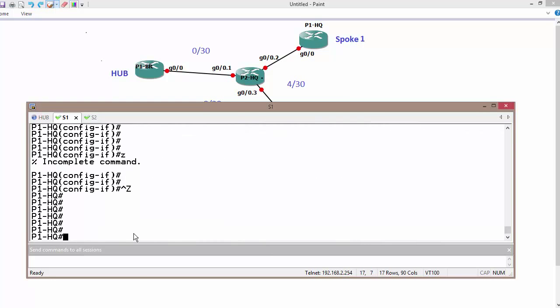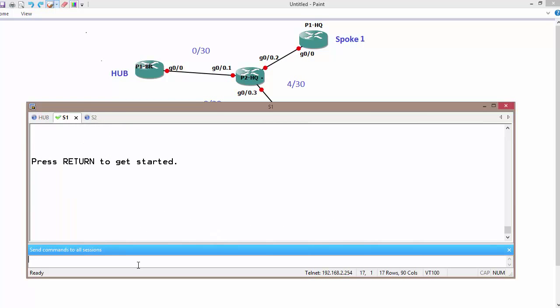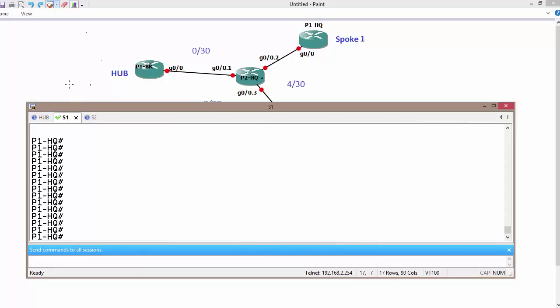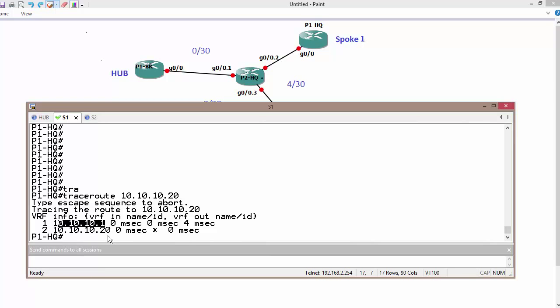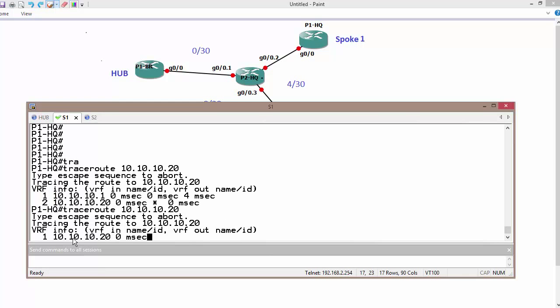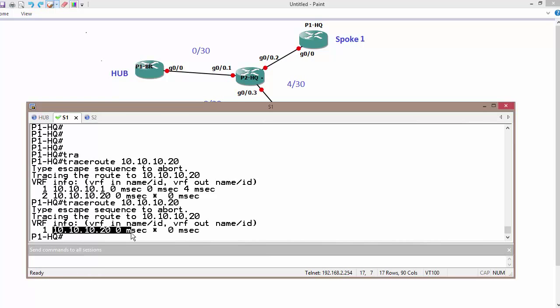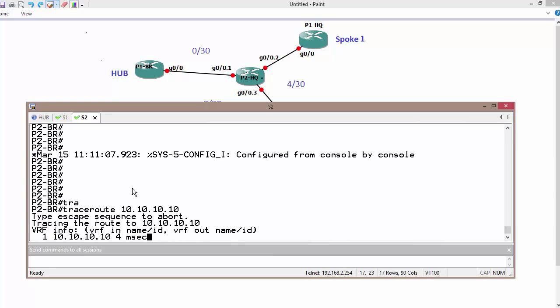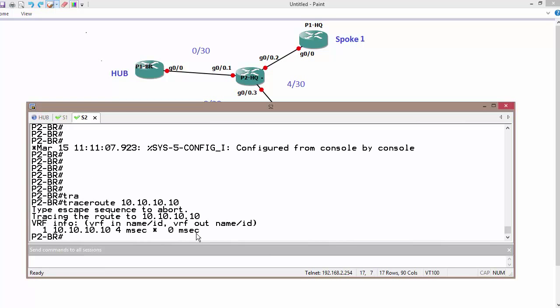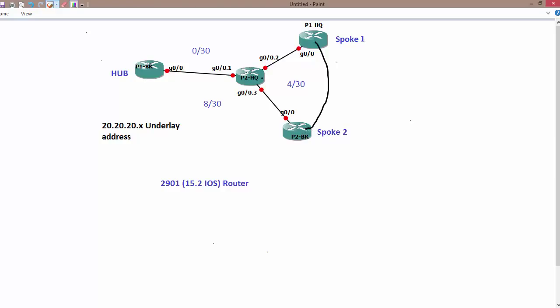As we can see, the neighbor adjacency is already formed. So exit out from all routers, and traceroute 10.10.10.20, which is the IP address of spoke 2. The first packet is going to be sent to the hub, and then let me send it again. Now it is sent directly to the spoke rather than the hub. Similarly, you can check on the other end, 10.10.10.10. You can see we are directly sending data from one spoke to another spoke. So now spoke to spoke direct communication is allowed.